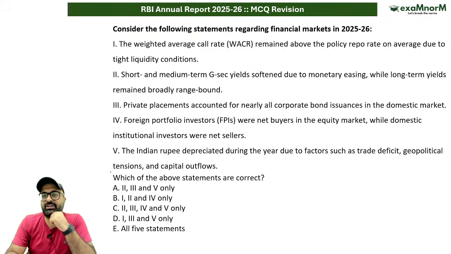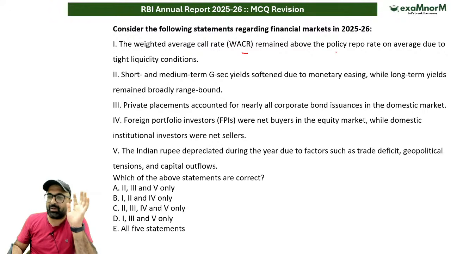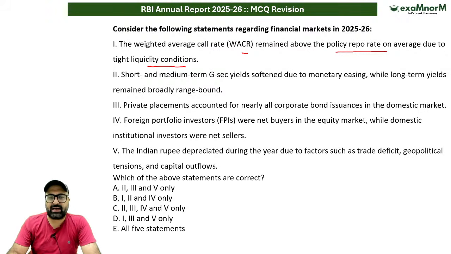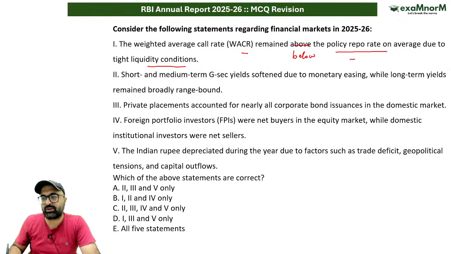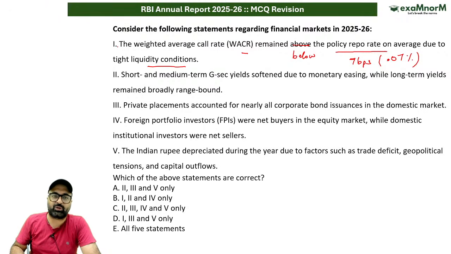अगला है, consider the following statement with respect to financial market. The weighted average call rate remained above the policy rate on average due to tight liquidity conditions. तो अगर हम बात करें weighted average call rate की, sir it was above the repo rate. No sir, it was below the repo rate. It was below the repo rate, and that too by 7 basis point, which means 0.07%. It was below. अगर अब ऊपर होता तो भैया आरबीआई एडजस्ट करता ना रेपो रेट को, तो नीचे है.